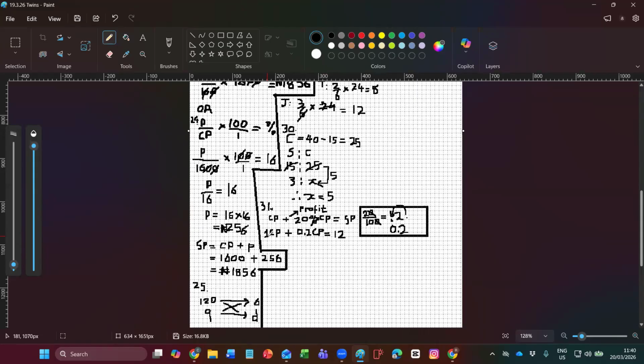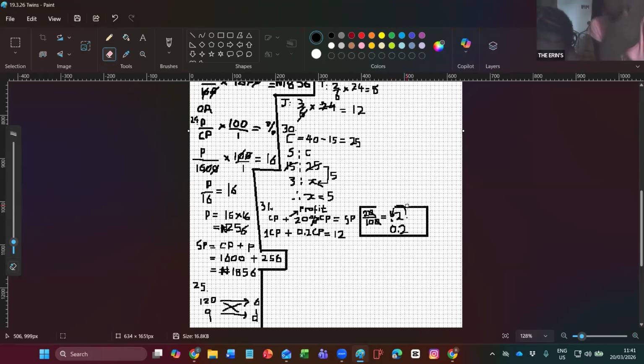So 1 CP plus 0.2 CP. Who can tell me what that will give me? You know they are like terms, so I'm free to add them. 1 CP plus 0.2 CP will give me what? 0.3. I want you to think about your answer again. I mean, 1.2.